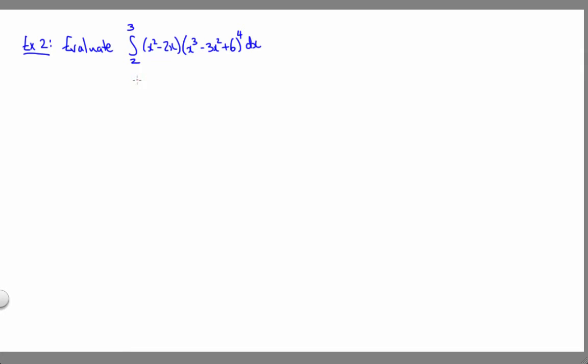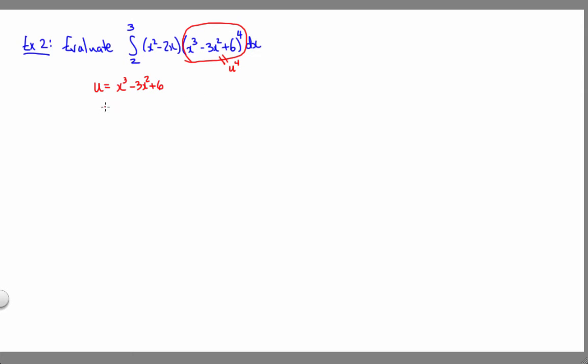Second major example, let's evaluate the definite integral from x equal 2 to x equal 3 of this function with respect to x. Now this integral is too tricky to evaluate directly, so let's do a little substitution. Let's let u represent x cubed minus 3x squared plus 6. That would be a good substitution to make, because then this expression here becomes much simpler. We can just call that u to the 4th.